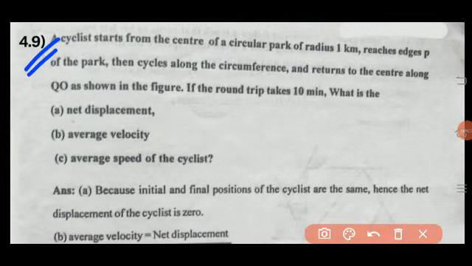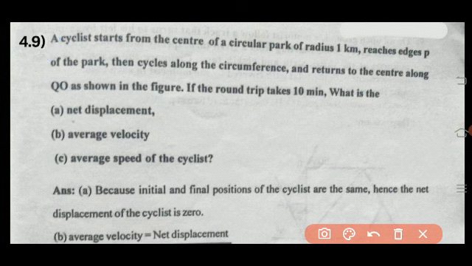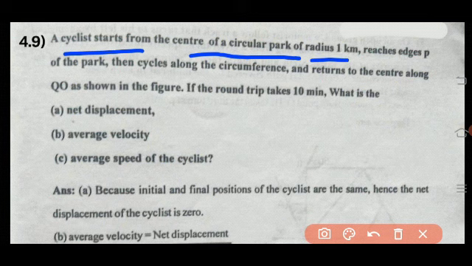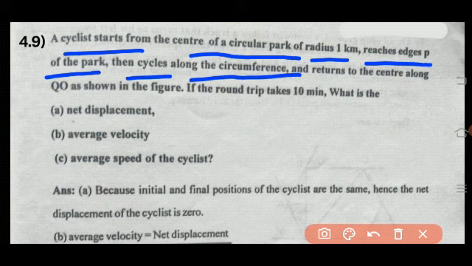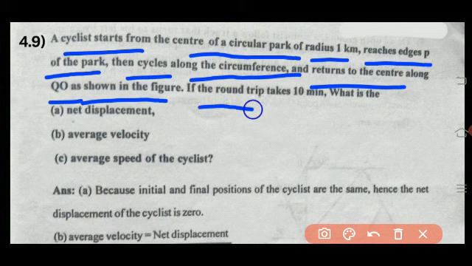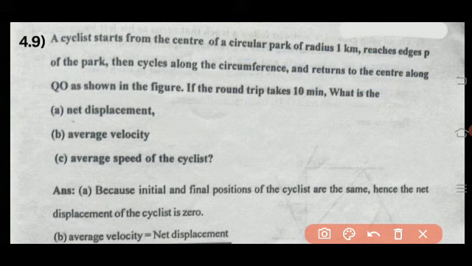See the question number 4.9 in your NCERT textbook. A cyclist starts from the center of a circular park of radius 1 kilometer, reaches edge P of the park, then cycles along the circumference and returns to the center along QO as shown in the figure. If the round trip takes 10 minutes, what is the net displacement? What is the average velocity? What is the average speed of the cyclist? We need to find out these 3 things.